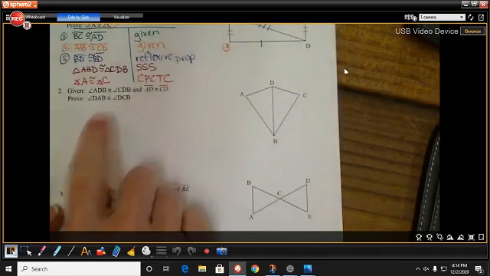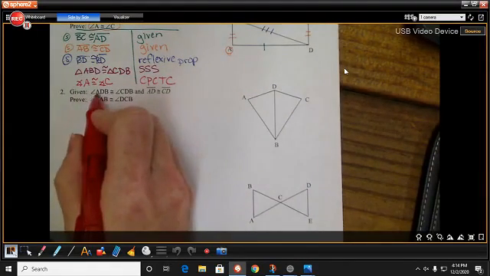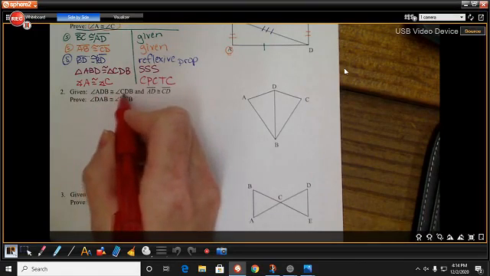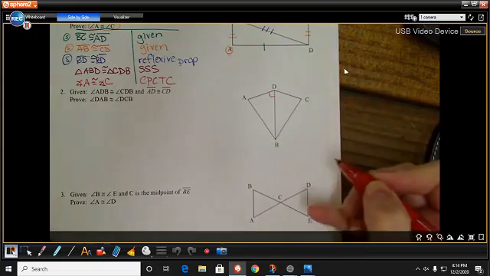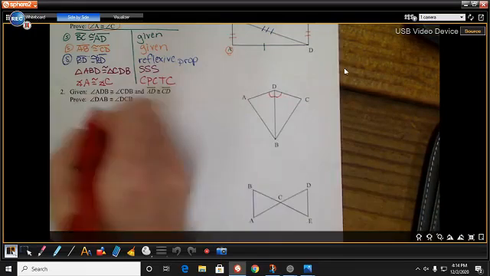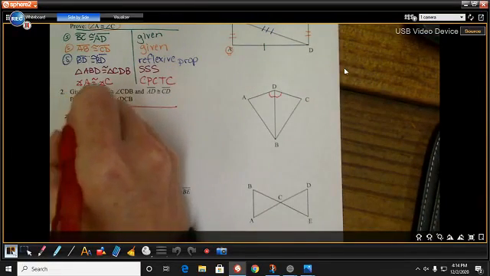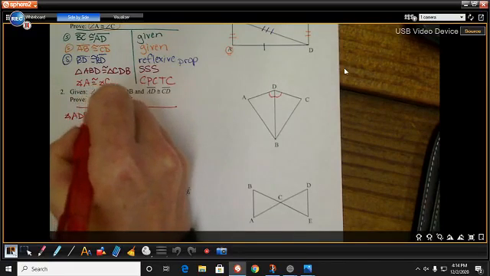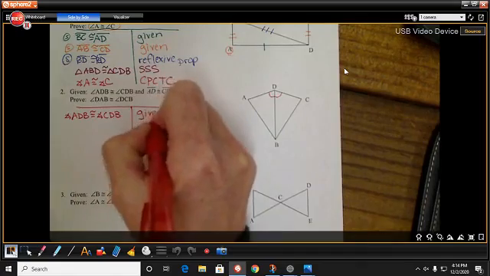So moving up to this second example now, I'm given that angle ADB is congruent to CDB. Well, ADB is this guy right here, and I've been told it's congruent to this guy right here. So I've marked them in the picture, and now in my two-column proof, I'm just going to remind myself that I was given those angles.